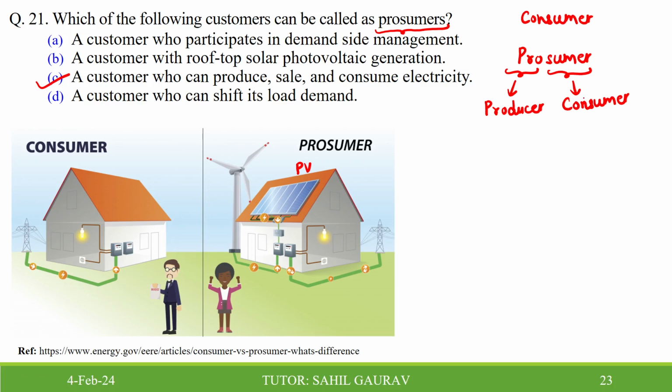Just remember this: prosumer is made from two words. Pro came from producer, and sumer came from consumer. So that is it.